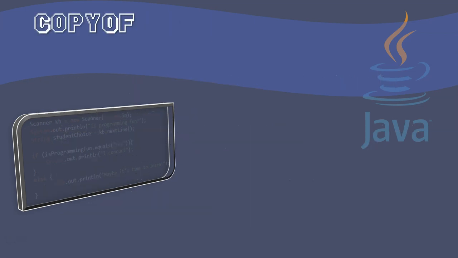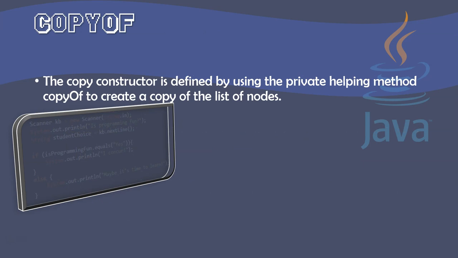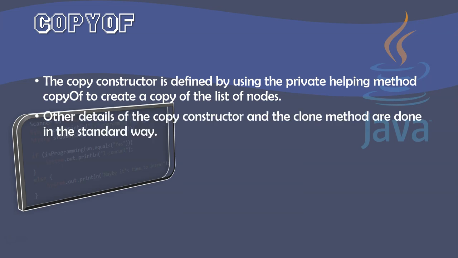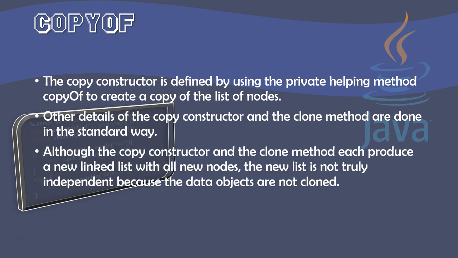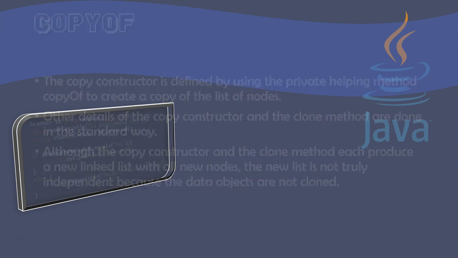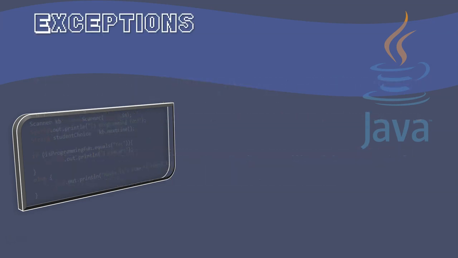Now, if we talk about that copy constructor, this is defined by using the private helping method, of course, copyOf, to create that copy of the list of nodes. Other details of the copy constructor and the clone method are done pretty much in a standard way. Although the copy constructor and clone method each produce a new linked list with all new nodes, the new list is not truly independent because the data objects are not cloned. And that's, of course, going to lead us into having to deal with some exceptions here.